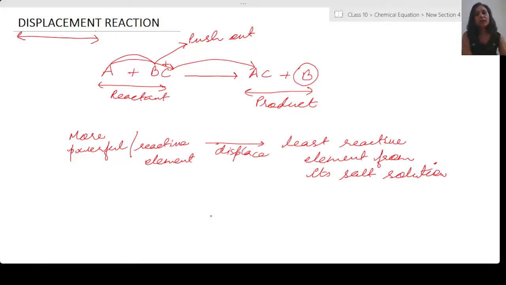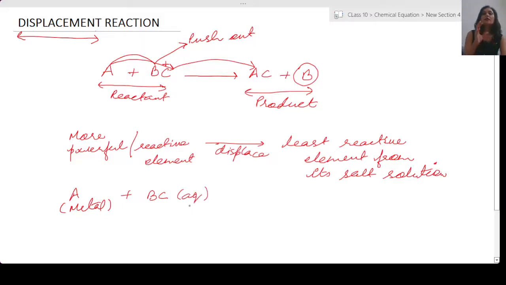The same reaction I will be explaining you again here. The general reaction here, A is a metal, right? It reacts with BC. BC is in aqueous state. Aqueous means that it gets dissolved in water. So BC is mixed with water.